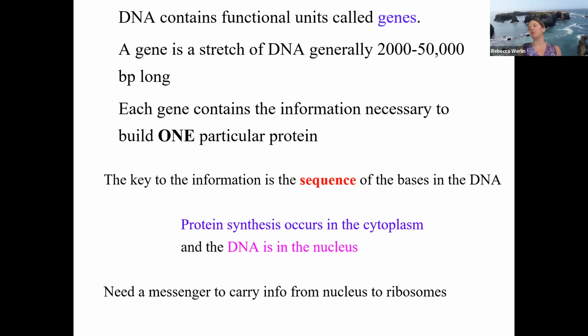And no matter if you're a prokaryotic cell doing both transcription and translation in the cytoplasm, or a eukaryotic cell doing transcription in the nucleus and translation in the cytoplasm, you need a messenger to carry the information from DNA to the thing that's going to make your proteins, the ribosome. And you use messenger RNA to do that.